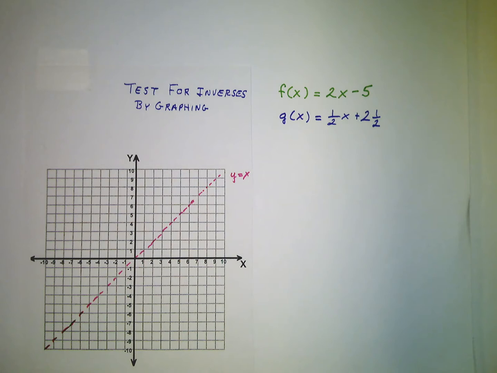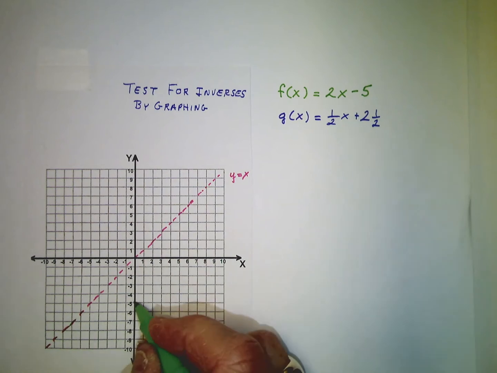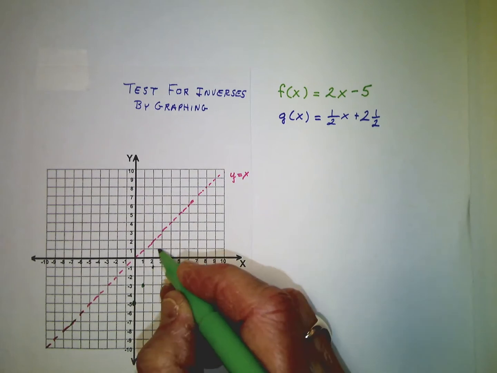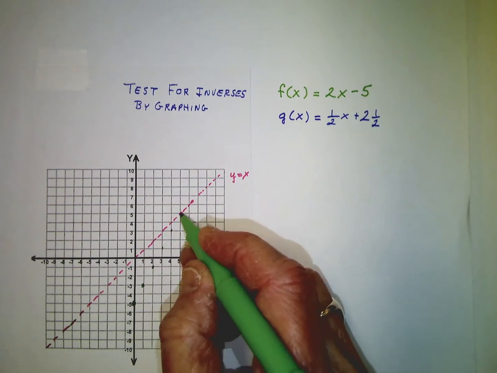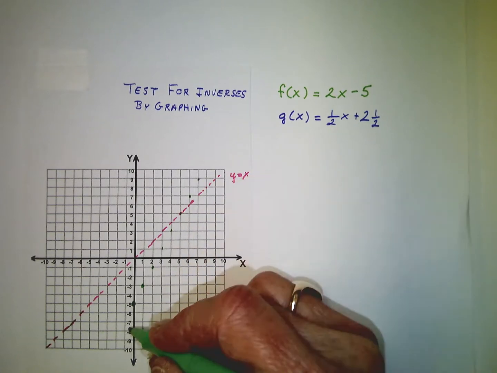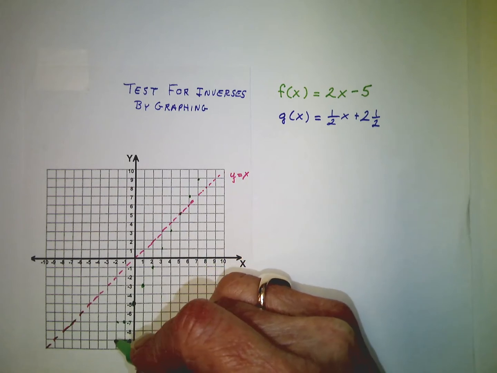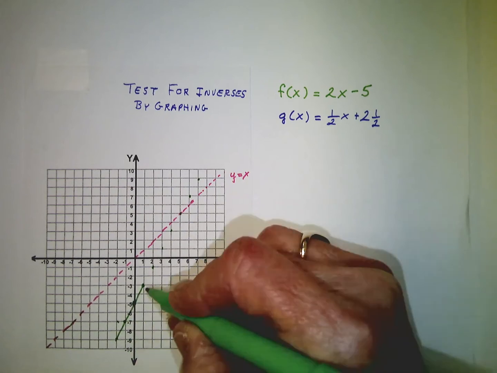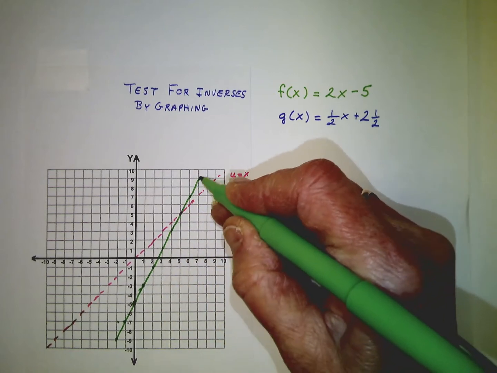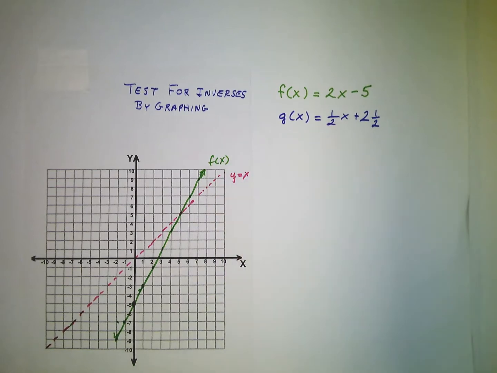So f of x is 2x minus 5. Just going to use the good old slope-intercept form. Y-intercept's negative 5. Rise over the run. I will try to draw a straight line here. Can't promise. That would be our f of x function.